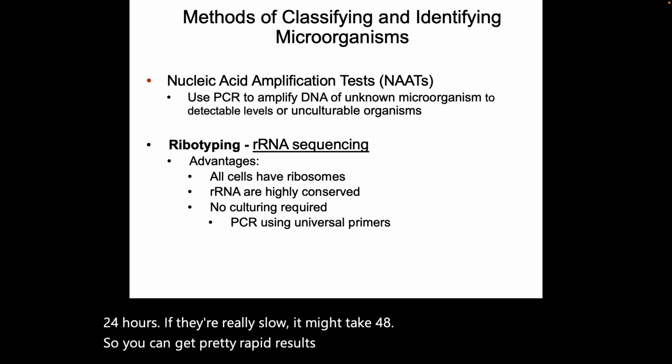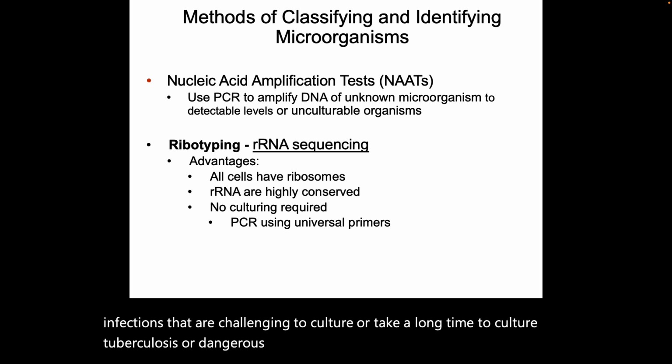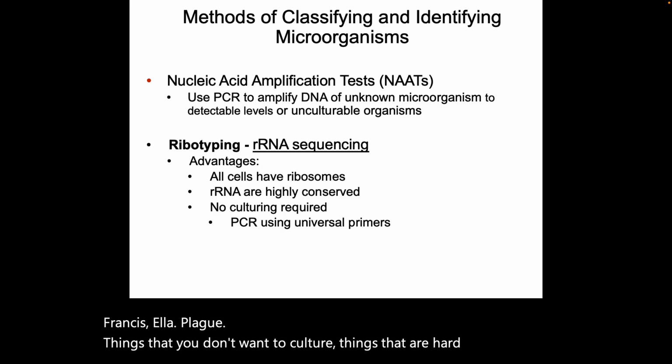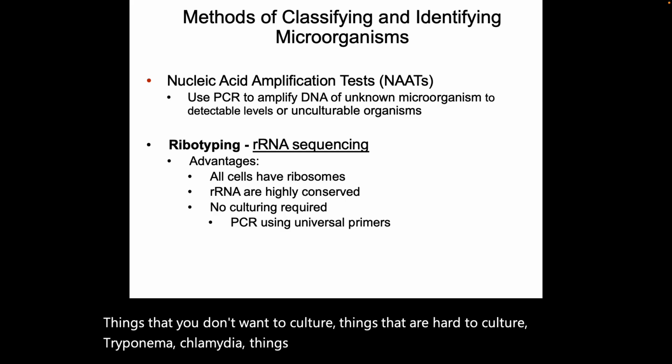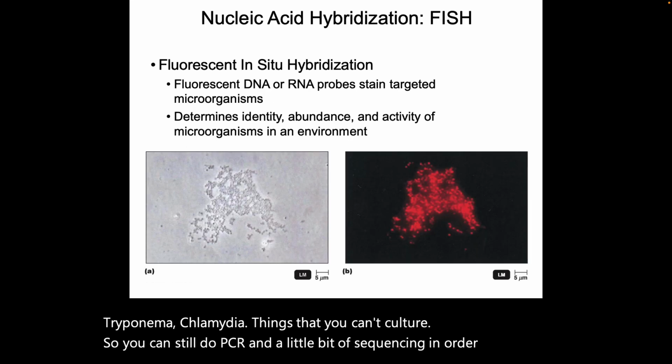This could be great for infections that are challenging to culture or take a long time to culture, like tuberculosis, or are dangerous to culture. So tuberculosis, Francisella, plague, things that you don't want to culture, things that are hard to culture, treponema, chlamydia, things that you can't culture. So you can still do PCR and a little bit of sequencing in order to identify an organism.